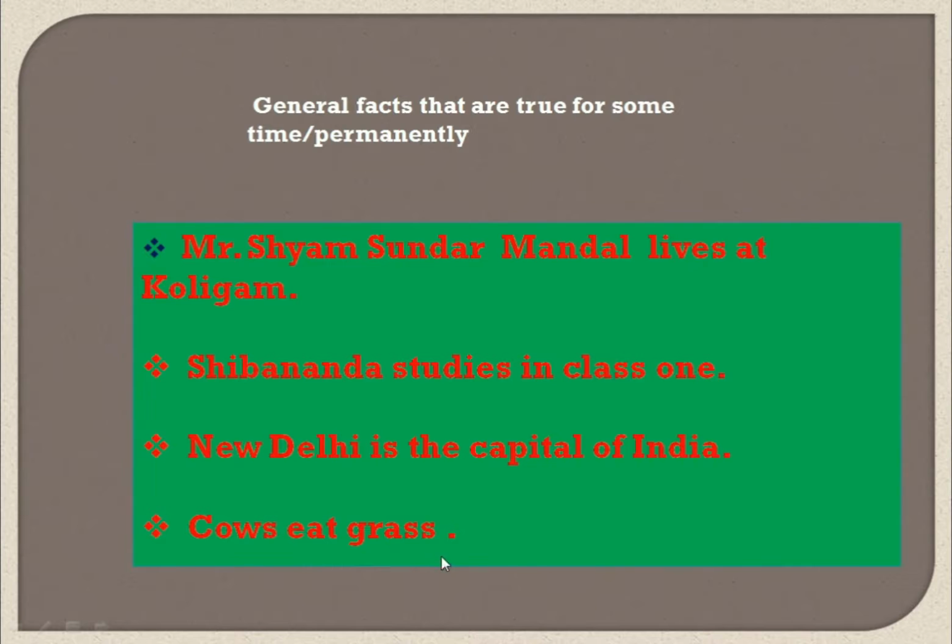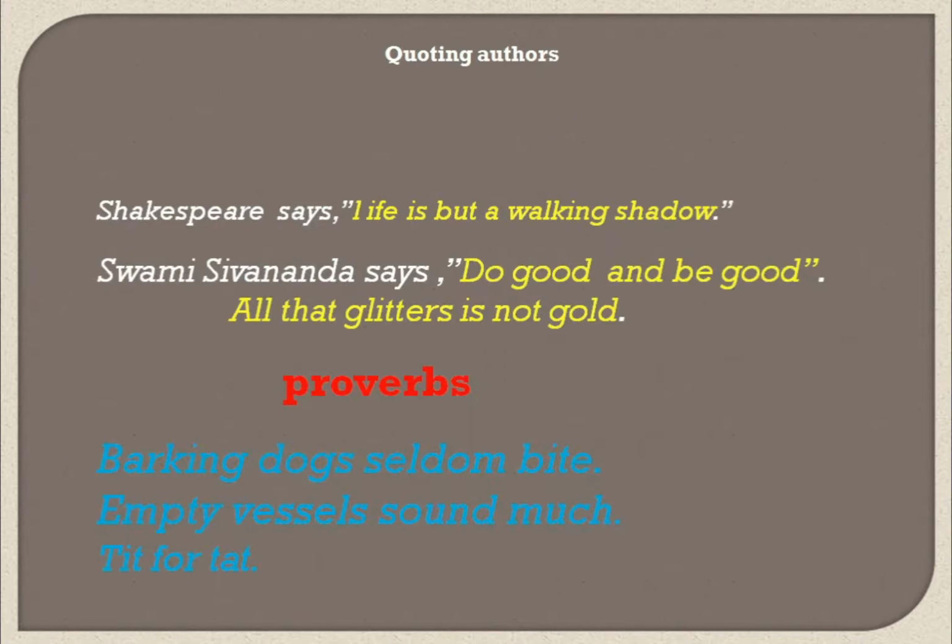We say cows eat grass. This is permanent, because the food of the cow is grass. So the cow likes grass very much. So this is permanent. When you are giving a quotation of reputed writers, prolific writers, great thinkers, we use simple present. Look at the example.